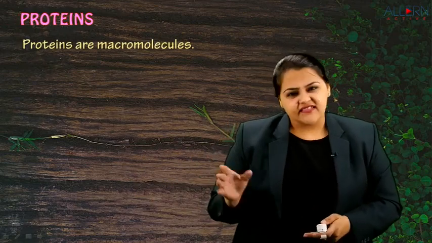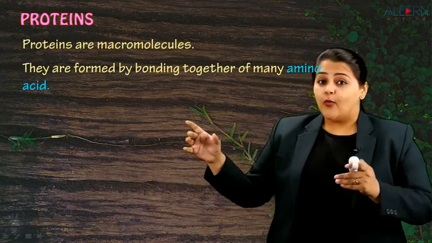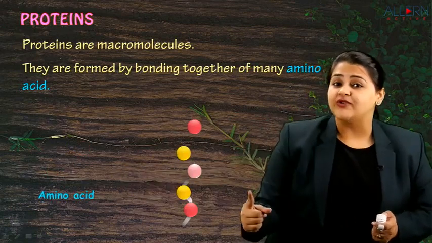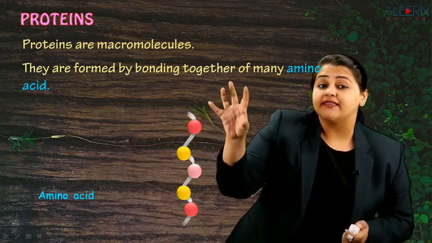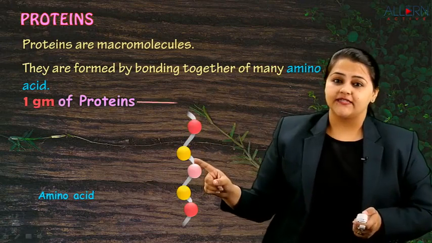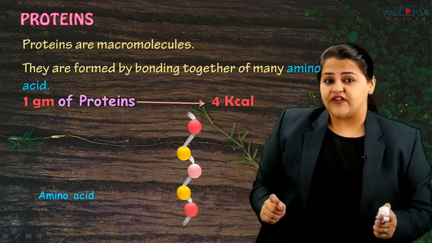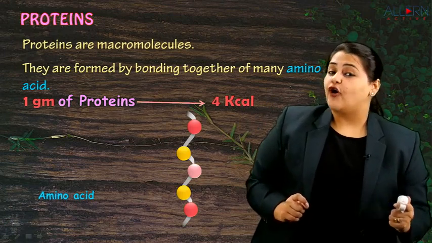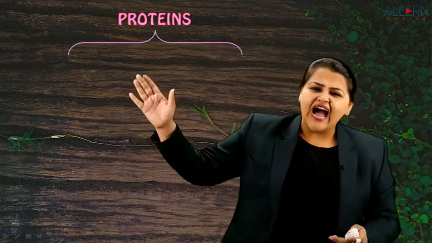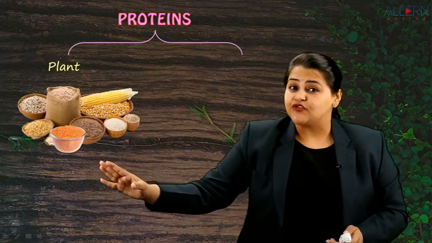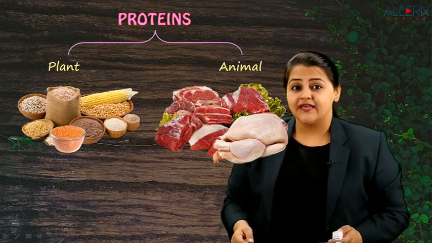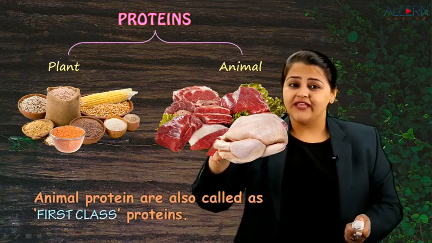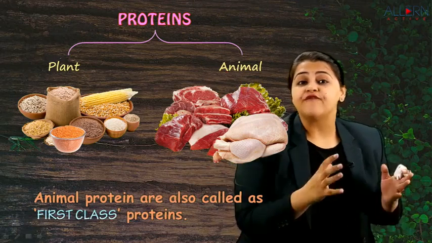We have proteins, and these proteins are huge macromolecules. They are formed when many amino acids come together and form a protein chain. So the basic unit of protein is an amino acid, and this amino acid is highly utilized. 1 gram of protein is going to fetch us 4 kilocalories of energy, and that is why it is utilized for building our body. Now we have two major protein sources. We have the plant source of proteins, which is usually the pulses, and then we have animals, which is usually the meat. When you talk about animal proteins, they are also called the first class proteins.